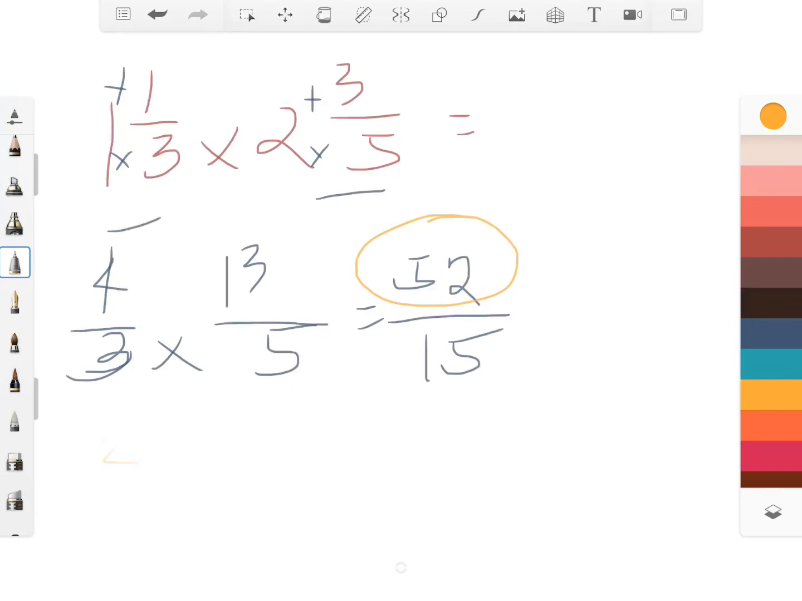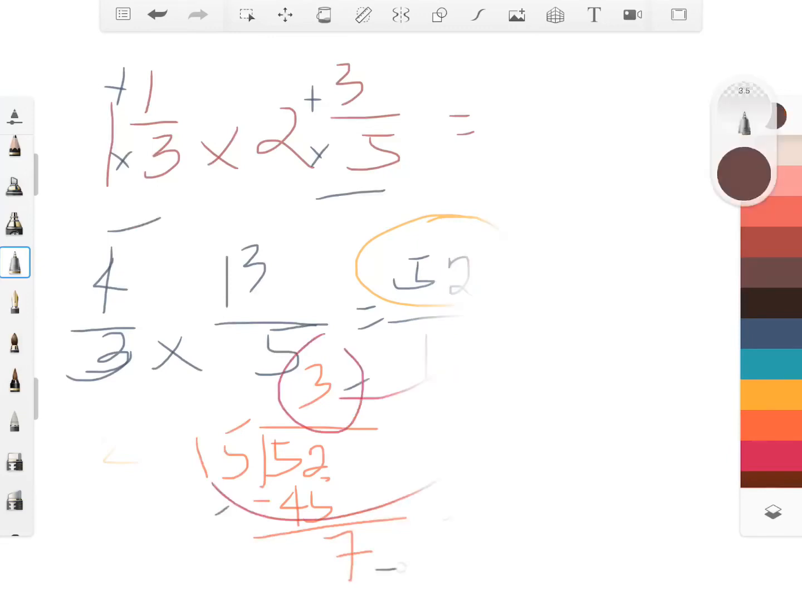So 52 divided by 15 is 3, and 15 times 3 is 45. 52 minus 45 is equal to 7. So 52 over 15 is equivalent to 3 and 7 over 15.